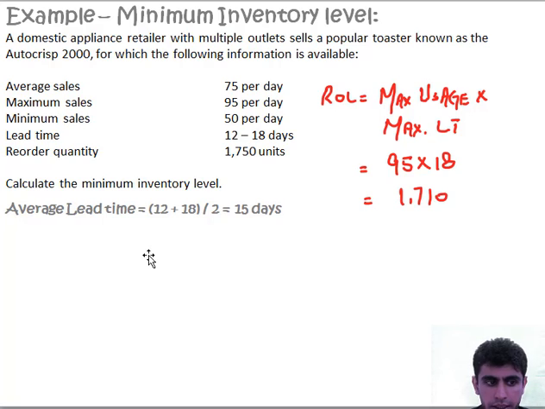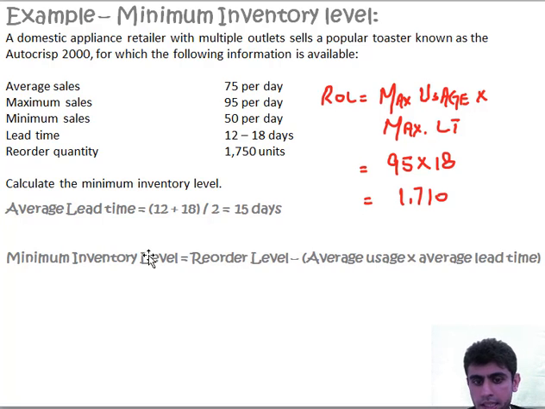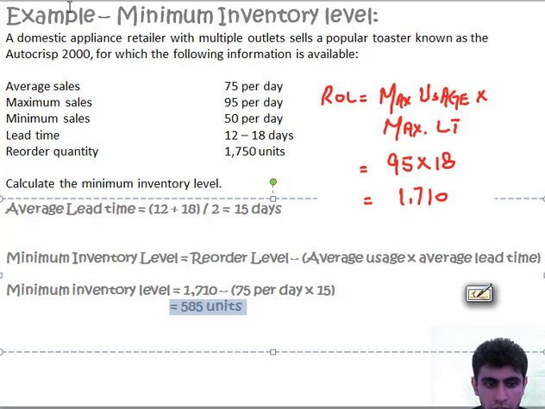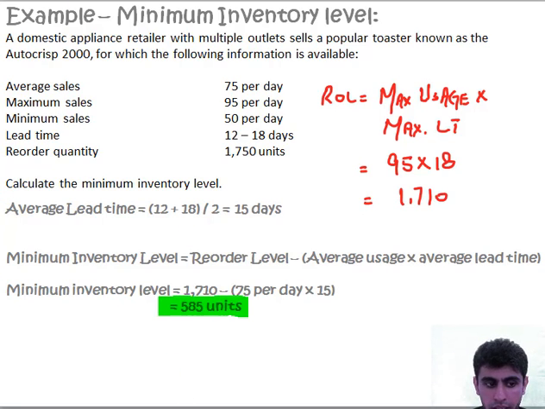Now the formula to calculate minimum inventory level is reorder level minus average usage times average lead time. Okay, so let's put the values in. We have reorder level of 1710 minus 75, the average sales per day, times 15, the average lead time as we calculated here. So we have the minimum inventory level of 5850 units. So that's our minimum inventory level. Okay.